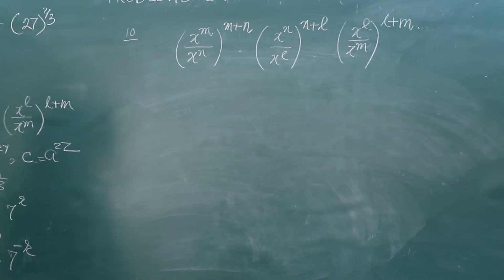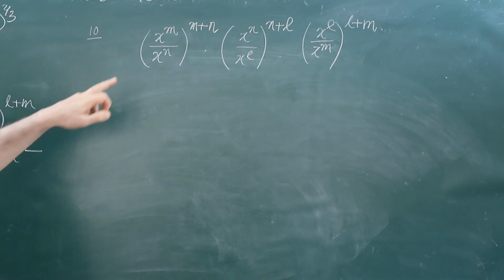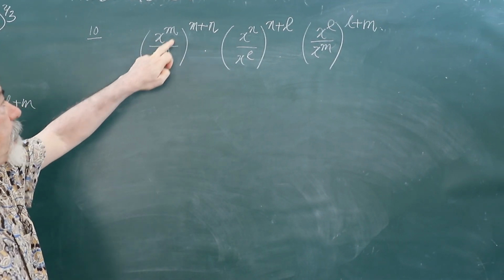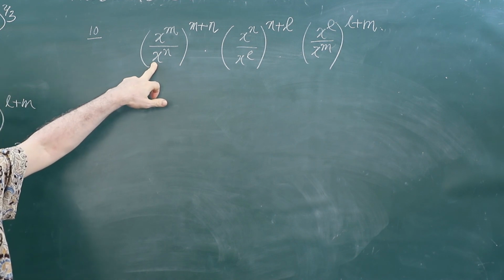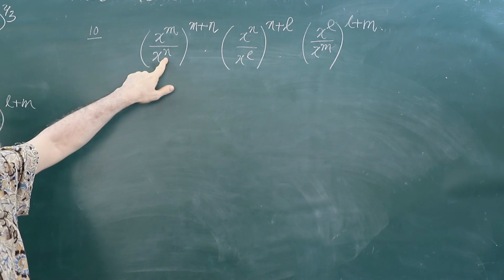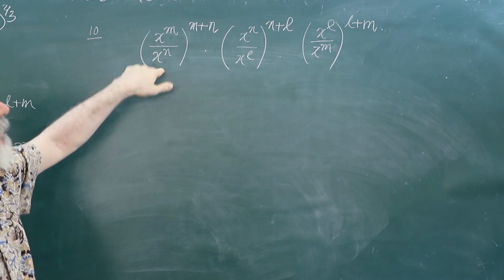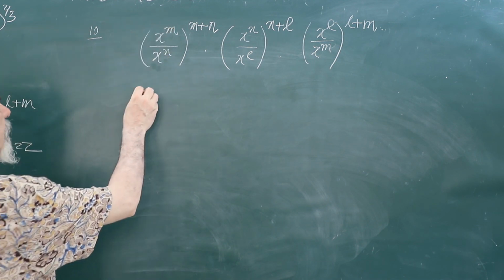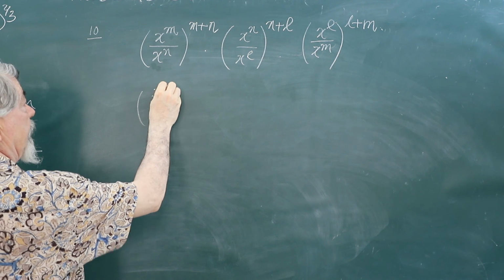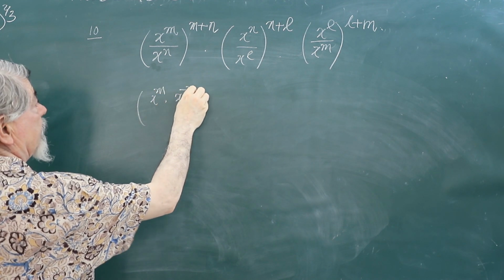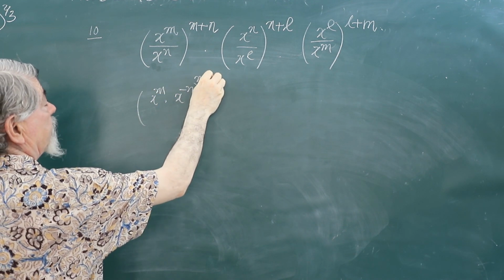Let us solve it. How are we going to solve it? It is x to the power m upon x to the power n. I'll take x to the power n from denominator to numerator. What will happen? X to the power m, x to the power minus n to the power n plus n.